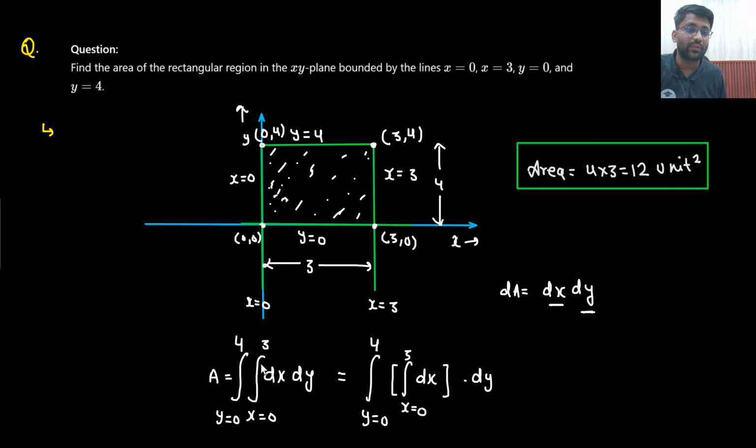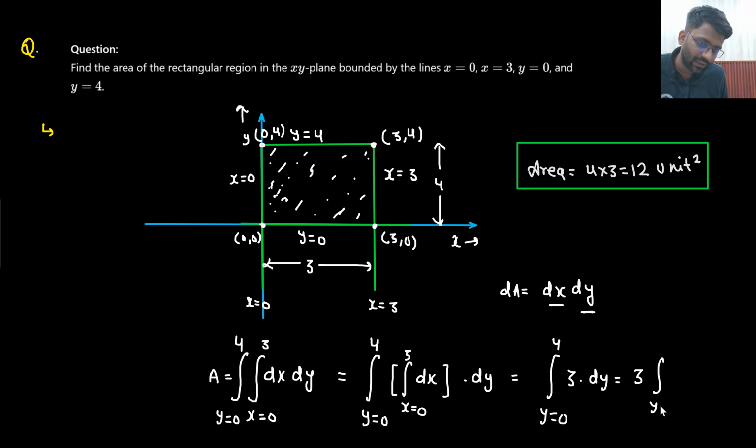This is the scenario when both of the limits are constant, 0 to 3, 0 to 4. So first I am solving about x. What am I getting? When I solve this, integration of dx will be x. Put the value of x here, 3 minus 0 will be 3 only, dot dy. So 3 you take outside.